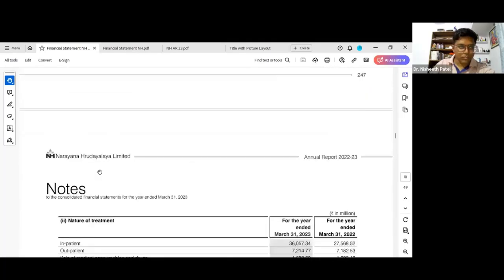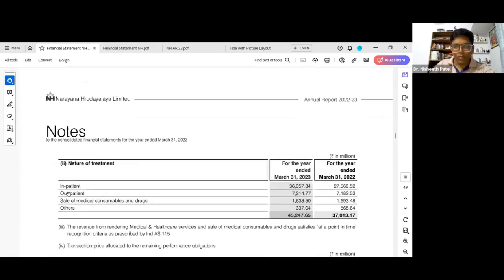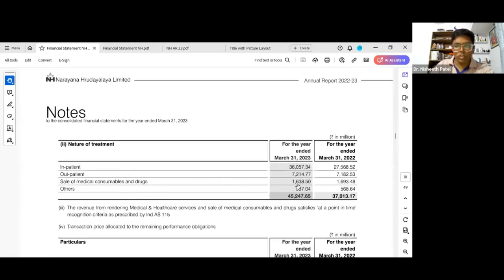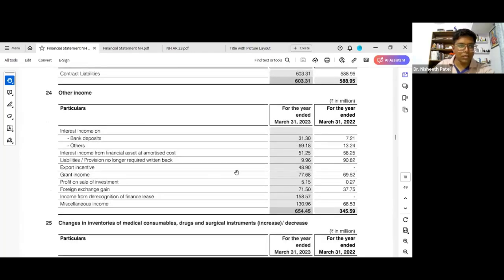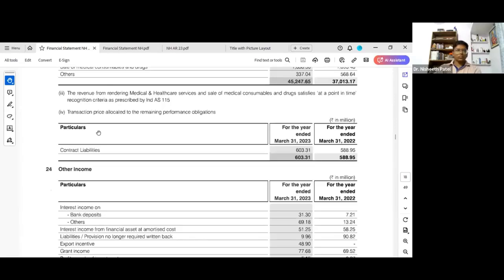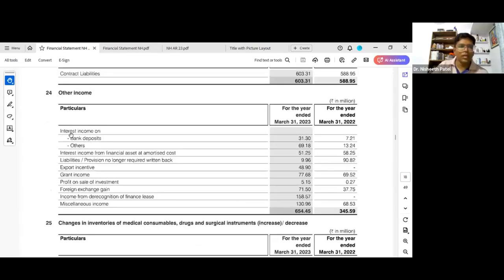Now, this is the nature of the treatment. How much revenue they are getting from inpatient and how much from OPD basis, and sale of medical consumables and drugs. That is the thing. Now, if we can see the other income, that is the interest on bank deposits and others, interest income from financial assets at amortized cost. Export incentive they are getting, grant income, profit on sale of investments, foreign exchange gain, income from derecognition of financial lease, and miscellaneous income.